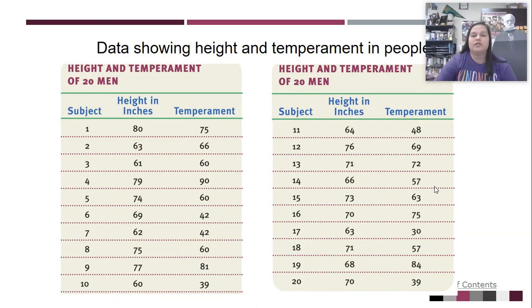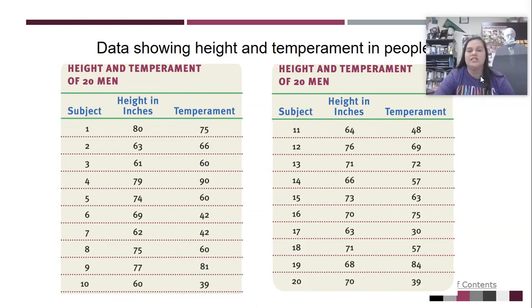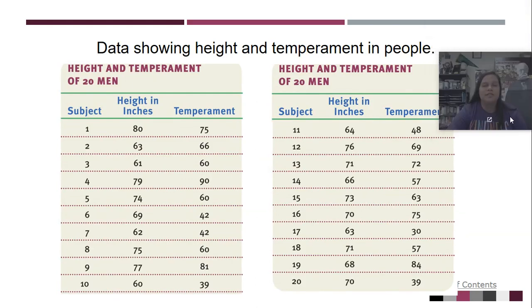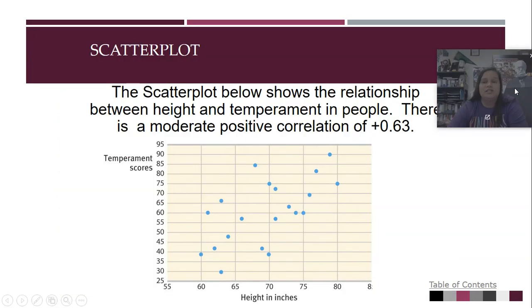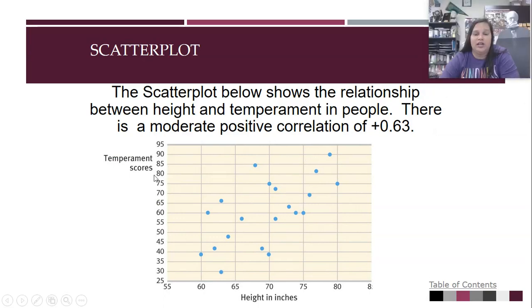All right, another example here showing height and temperament in people. When we say temperament, we kind of mean how easy to anger somebody is. So is there a correlation between their height and how easily upset they get? The scatter plot took the data that was on the previous slide and graphed it. So we had 20 points and it shows that there's a moderate positive correlation of plus 0.63.